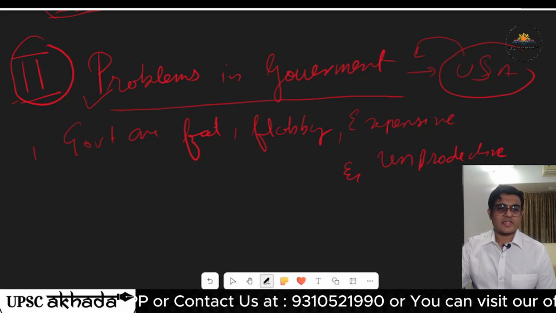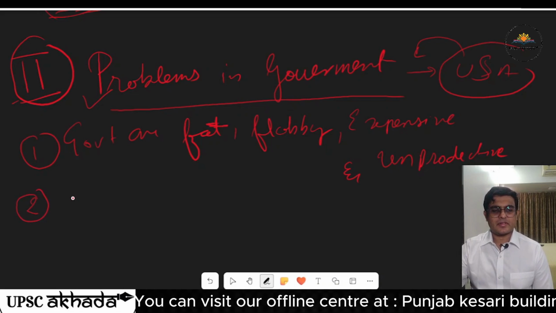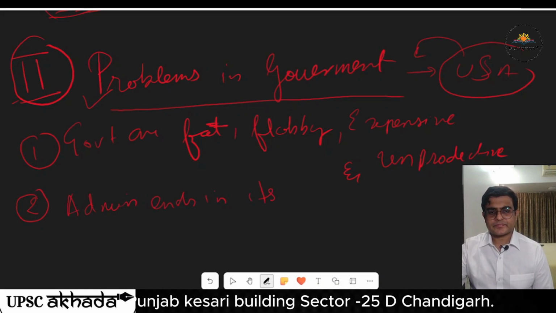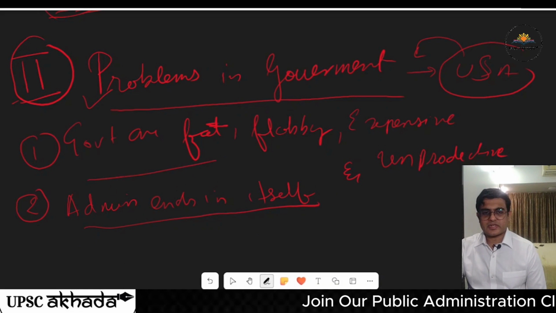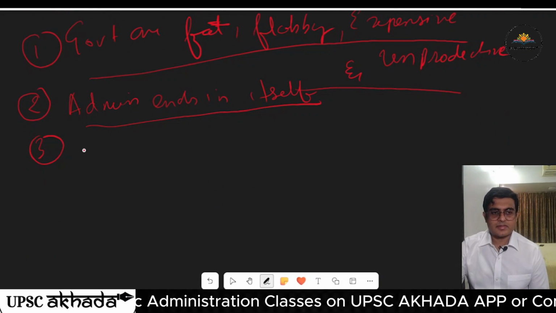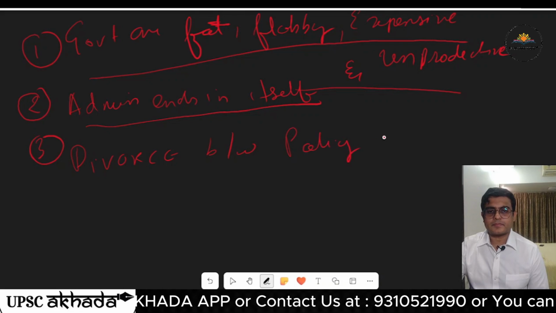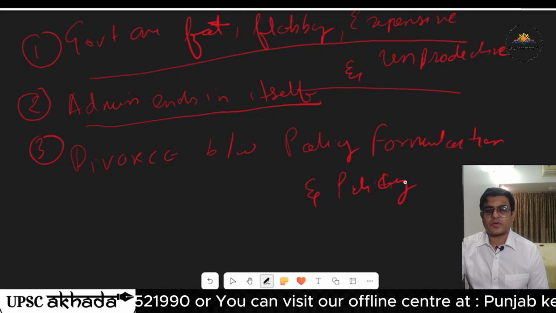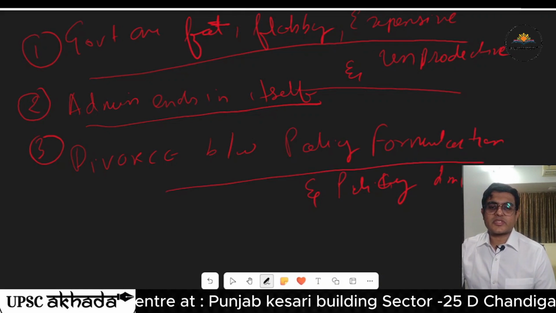He says this, government organizations are fat, flabby, expensive, and unproductive. Second, he says the administration or the bureaucrats become an end in itself. That is, rather than being an instrument, they become a terminal value. Next he says there is a divorce between policy formulation and policy implementation. Totally clueless. The policy implementers don't know what the intent of the policy formulators is. So there is a divorce between policy formulation and policy implementation.